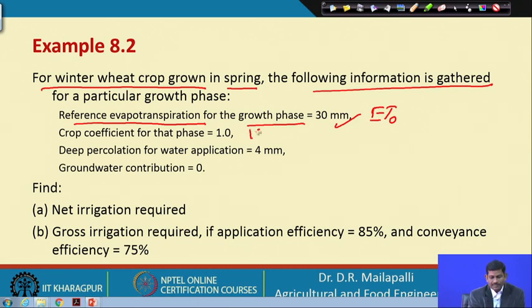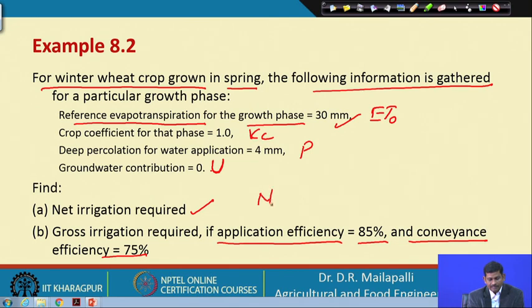The crop coefficient Kc is 1.0, and deep percolation, that is P, is 4 mm, and groundwater contribution, that is U, is 0. So, find net irrigation requirement and gross irrigation requirement if the application efficiency and conveyance efficiency are different. Once you get net irrigation requirement, divided by EA into EC, that will be the gross irrigation requirement.